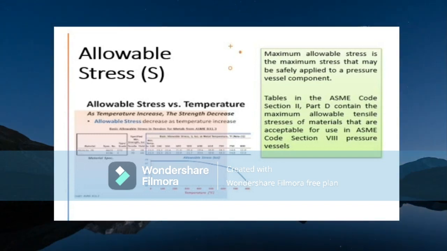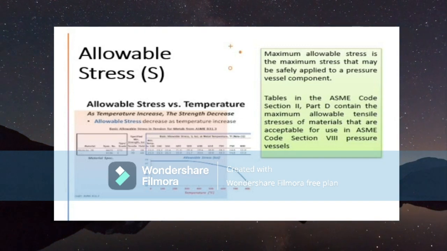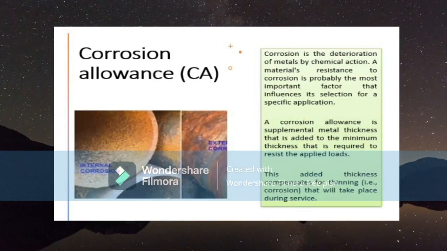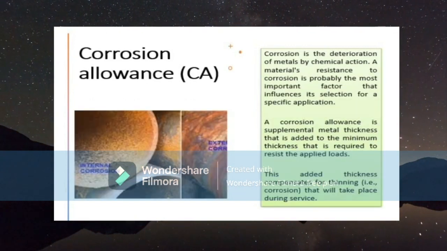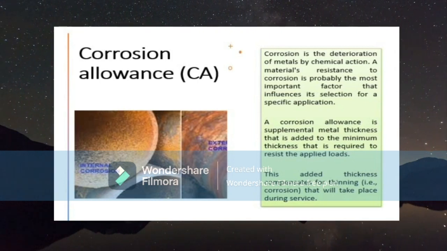Tables in the ASME Code Section 2, Part D contain the maximum allowable tensile stresses of materials that are acceptable for use in ASME Code Section 8 pressure vessels.